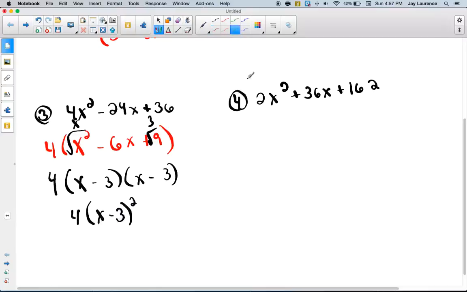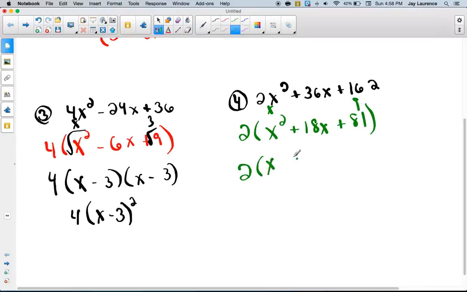Okay, number 4. Again, there's a GCF hiding there, so I'm going to factor out a 2. Get x squared plus 18x plus 81. All right, perfect square. Square root is x. It's 9 over here. 9 times x is 9x. Doubled, 18x. Da, da, da, da. x, 9, quantity squared. It's going to be positive. So I looked here, and I looked here, and I knew it was positive.